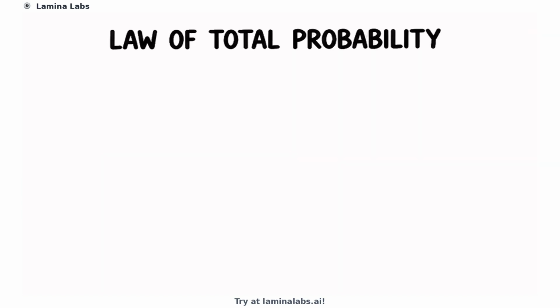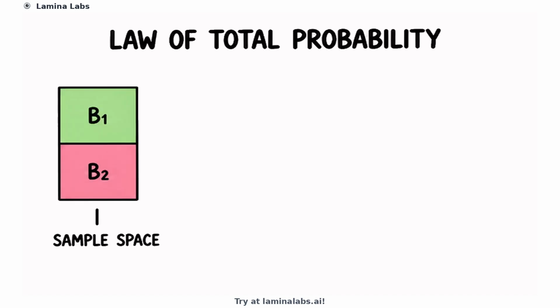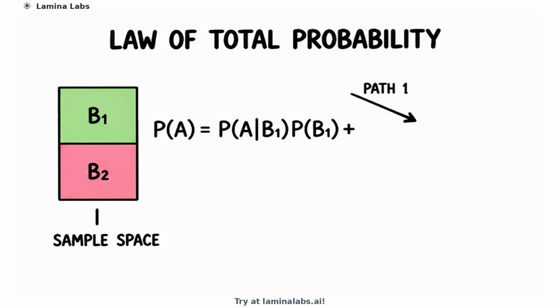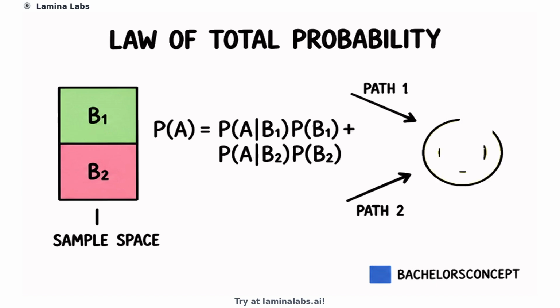Now the law of total probability. If events B1 and B2 split the whole sample space, then the probability of A equals P of A given B1 times P of B1 plus P of A given B2 times P of B2. We sum across every path that leads to A.